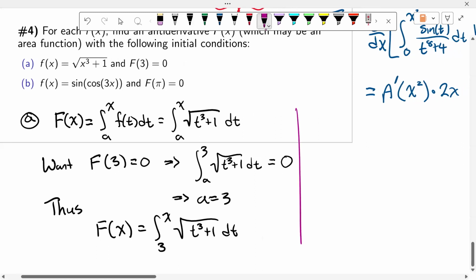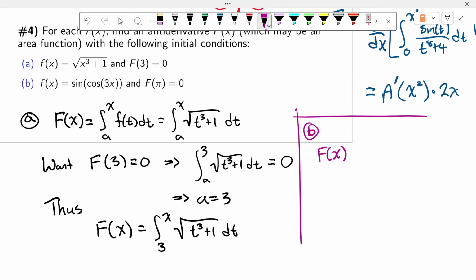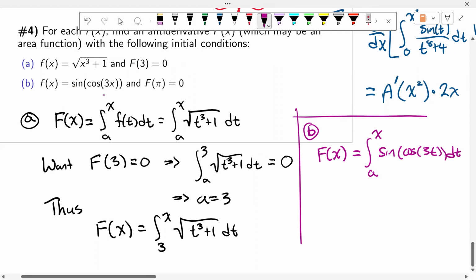For part B, you might be able to figure it out right away. I'm going to set up an integral from a to x, and I'm just going to integrate this function. Sine of cosine of 3t now, not x, dt. And what should my a be? Pi? Yeah, that's right. Congratulations. You've figured out the trick. That's all there is to it.